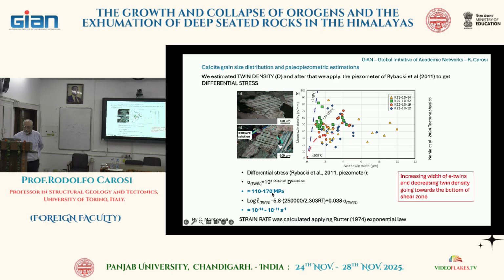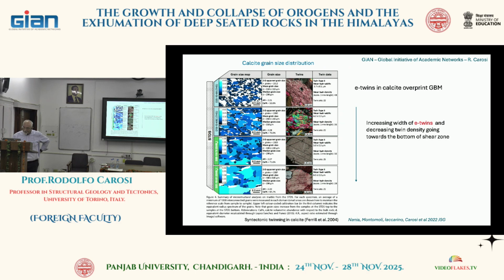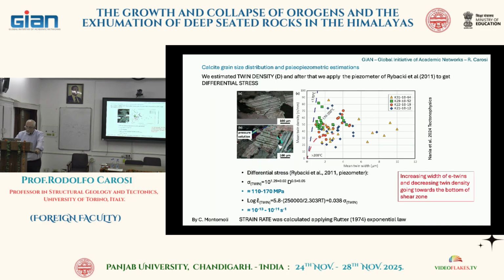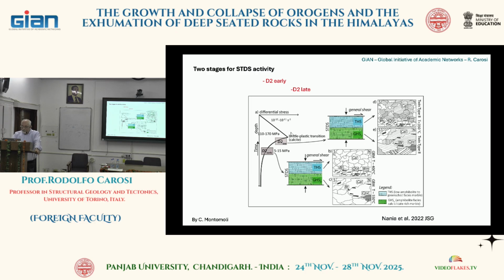That is 110, 170 megapascal, sorry. And it is quite higher with respect to the stress calculated to determine the grain size. So much more stress is necessary to deform the calcite by twinning than to cause ductile deformation. There is an explanation for this.